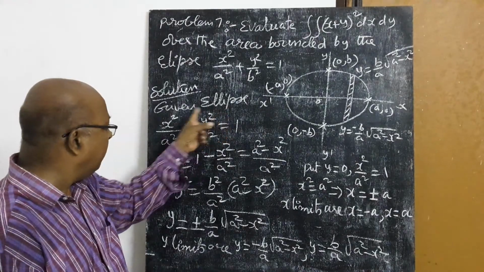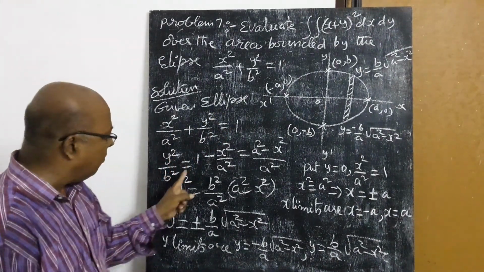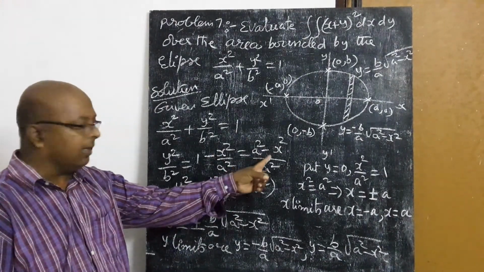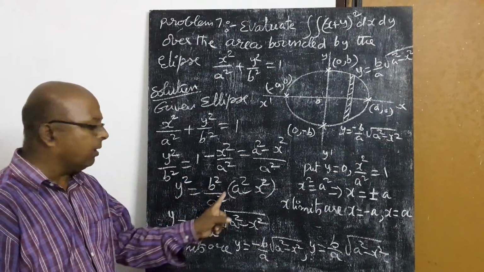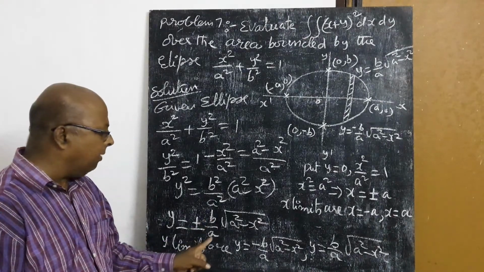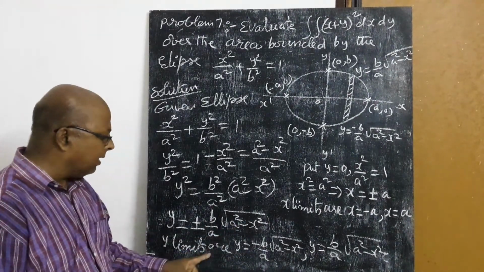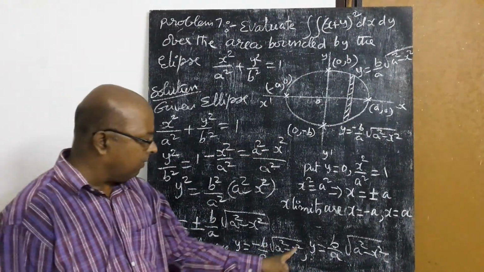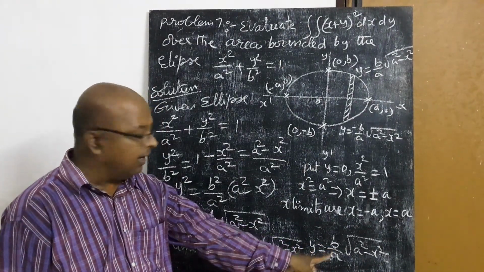This is your ellipse equation. From this ellipse equation, y²/b² is equal to 1 minus x²/a², so (a² minus x²)/a². Cross multiplying, y² is equal to b²/a² into (a² minus x²). So y is equal to plus or minus b by a root of a² minus x². The y limits are minus b by a root of a² minus x² to y is equal to b by a root of a² minus x².